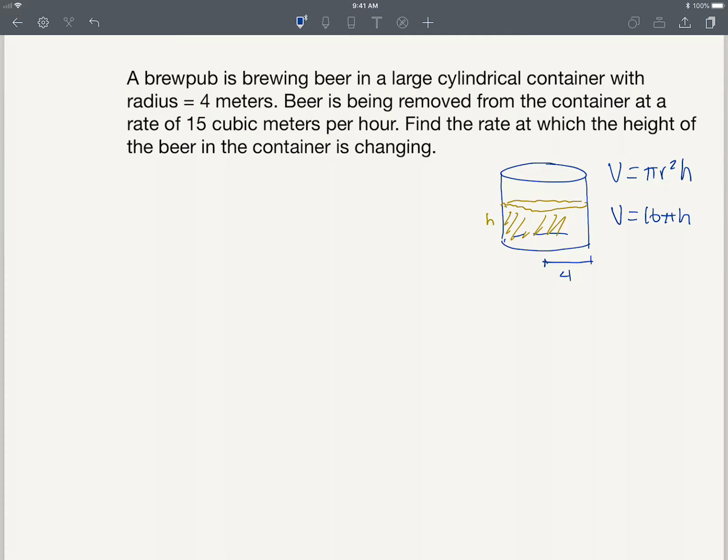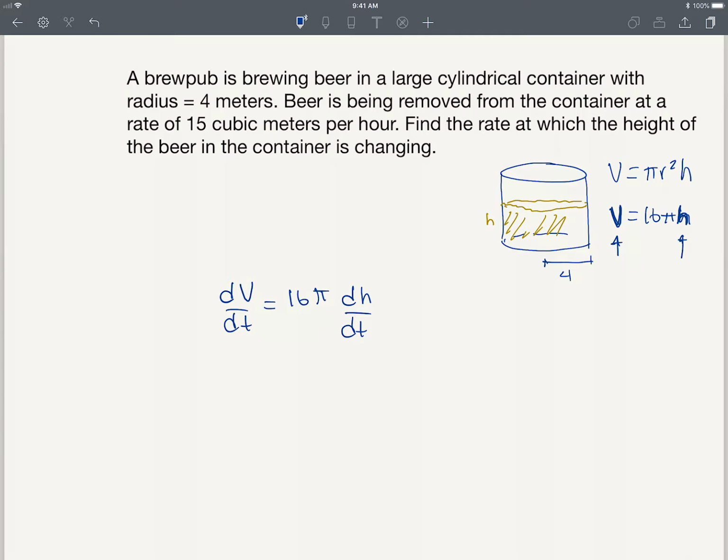Okay, so this is the equation between the quantities. The quantities being related here are the volume and the height of the beer. These are the two quantities. Now with this one, we get an equation that relates the rates of these. So if we take derivatives of both sides with respect to time, dV/dt is 16 pi dh/dt.